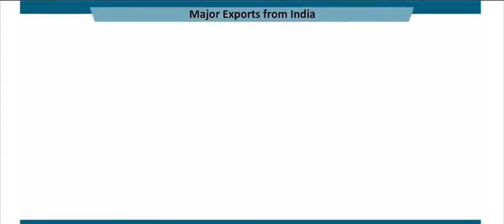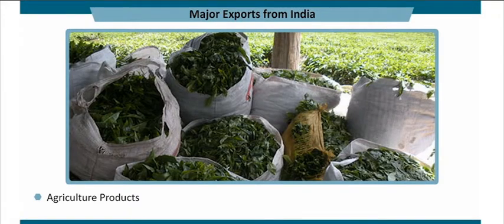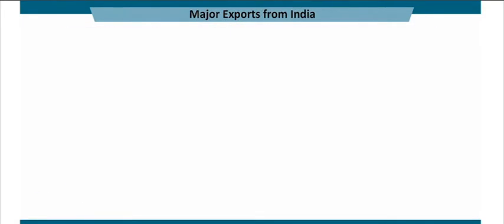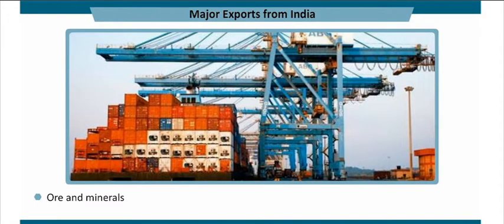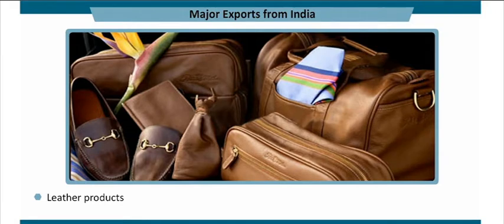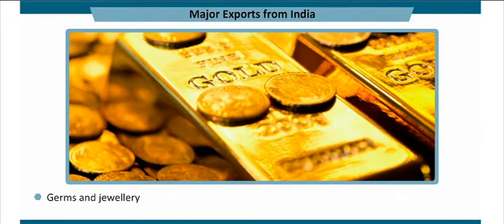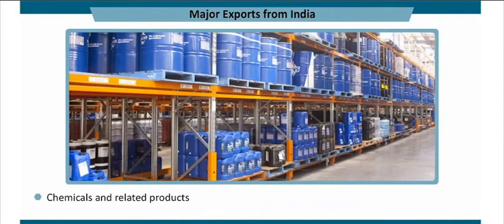Major exports from India. Agriculture products like cereals, pulses, tea, coffee, spices, nuts and seeds, sugar and molasses, food, meat and meat products; ore and minerals including iron ore, coal, manganese, mica, bauxite; leather products such as wallets, purses, pouches, handbags, belts, footwear and gloves. Gems and jewelry including precious stones, gold jewelry, decorations and antiques. Chemicals and related products consisting of pharmaceuticals, cosmetics, rubber and glass.